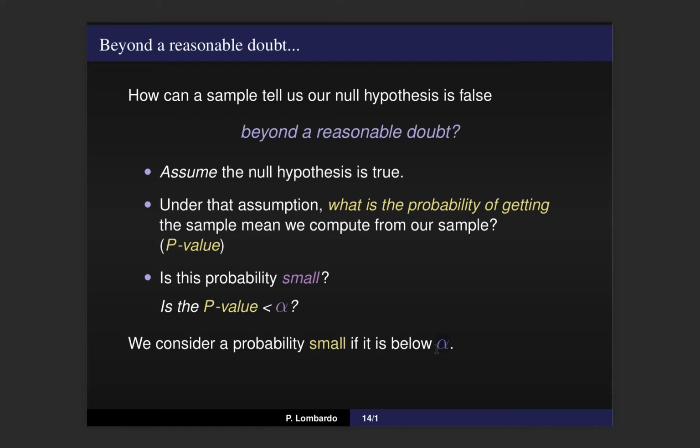The symbol that we use for significance level is alpha, and this is the same quantity that we looked at when we were dealing with confidence intervals as well. So we're going to ask, is the p-value less than alpha? That's going to be our final question. If it is, then we'll say that we've hit this beyond a reasonable doubt threshold.